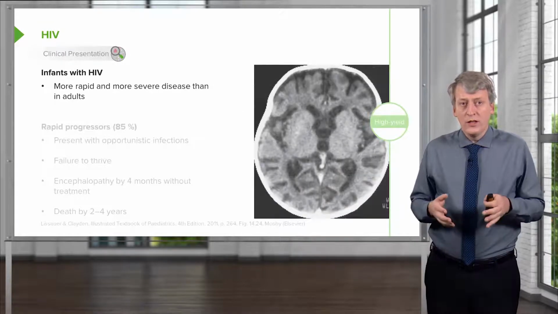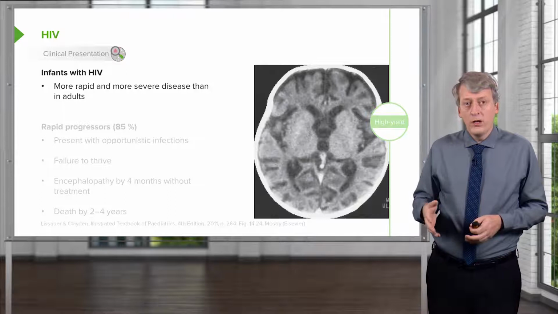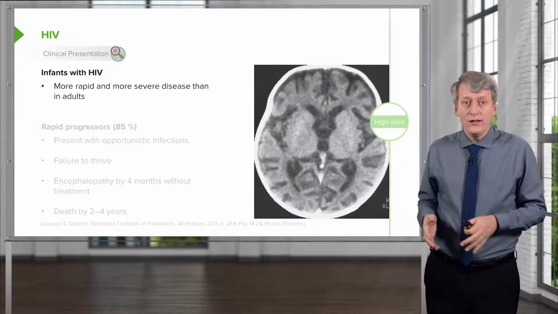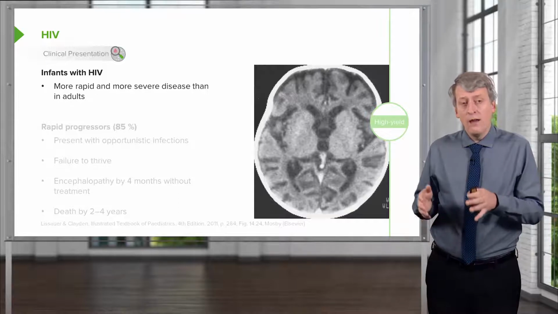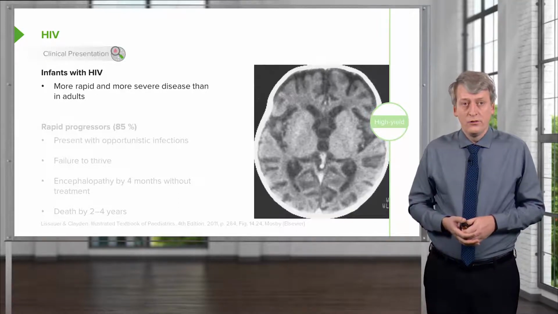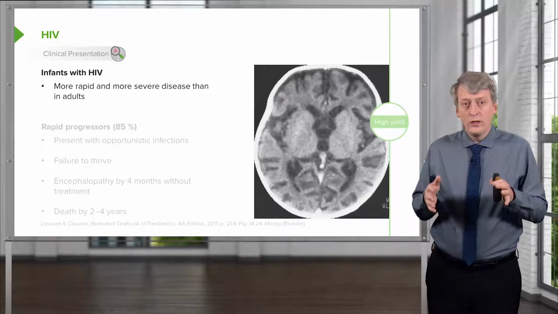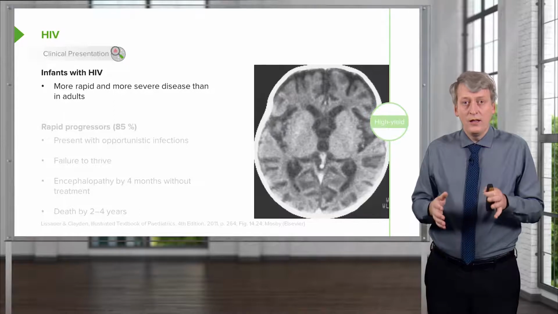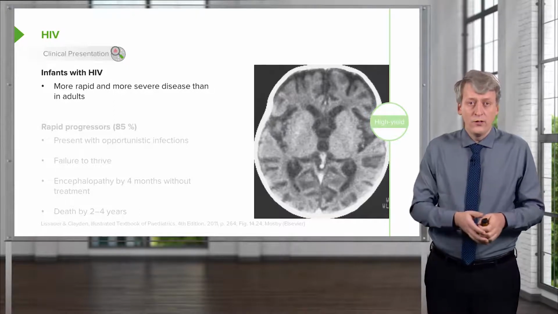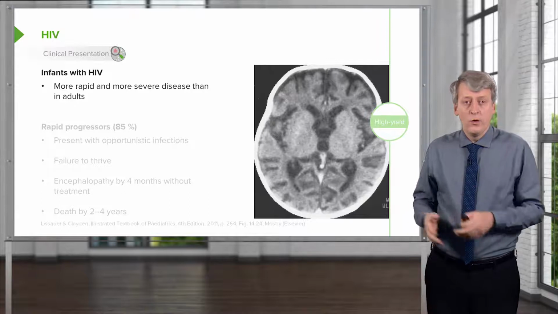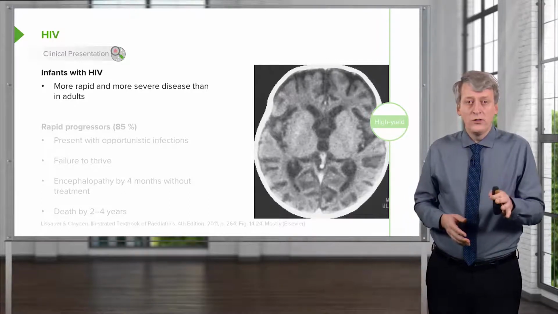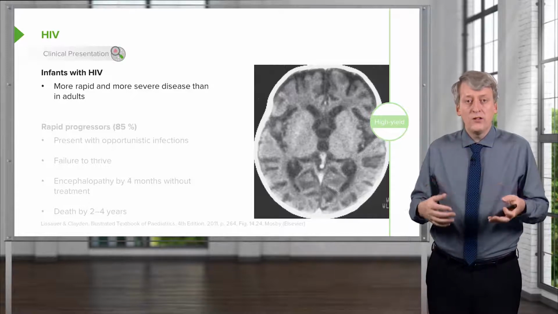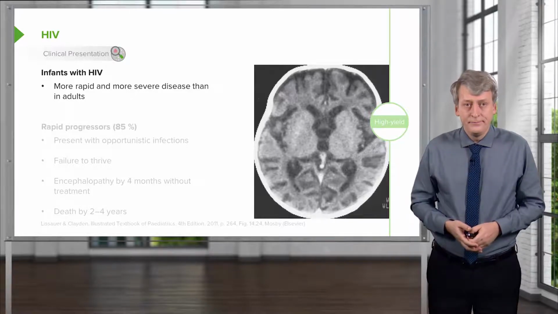So infants with HIV are generally much more rapid in terms of the rates at which they acquire final end-stage AIDS and tend to have a more severe disease than in adults. So this is generally true. An infant with HIV who's acquired it during the birth process and the practitioners are unaware of the diagnosis will get very sick very quickly. This is different from adults where there's a long period during which the virus is growing inside the body, but the patient is relatively asymptomatic.